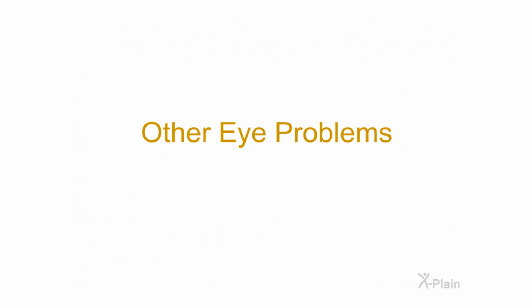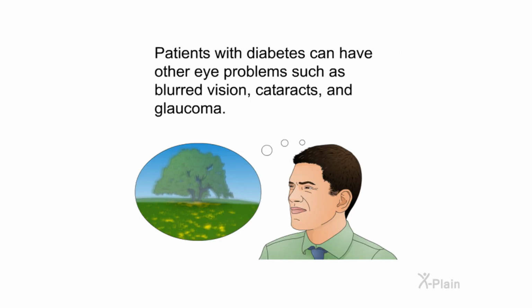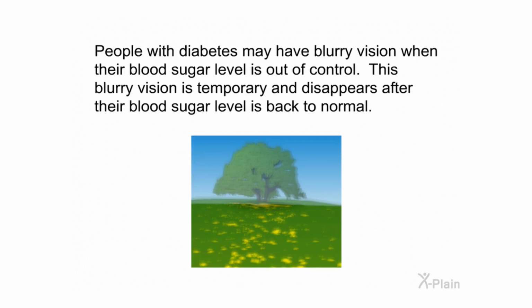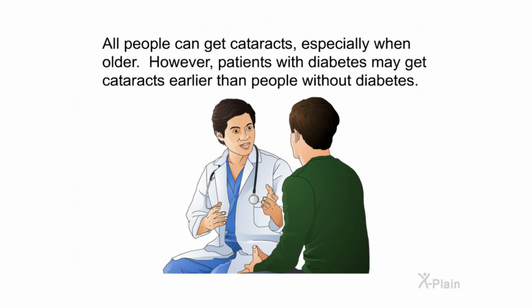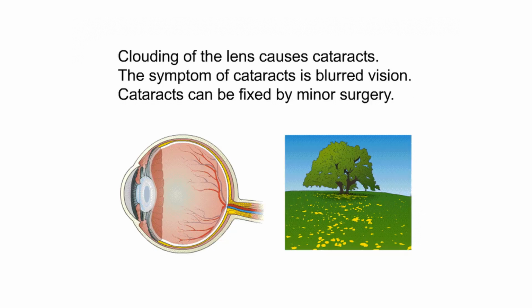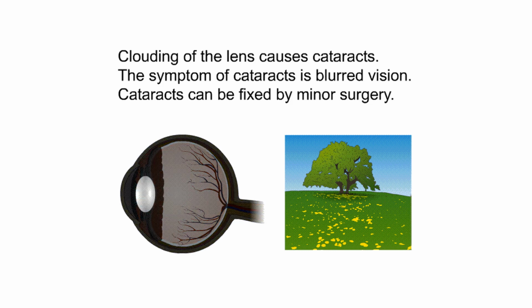Other eye problems. Patients with diabetes can have other eye problems such as blurred vision, cataracts, and glaucoma. People with diabetes may have blurry vision when their blood sugar level is out of control. This blurry vision is temporary and disappears after their blood sugar level is back to normal. All people can get cataracts, especially when older. However, patients with diabetes may get cataracts earlier than people without diabetes. Clouding of the lens causes cataracts. The symptom of cataracts is blurred vision. Cataracts can be fixed by minor surgery.